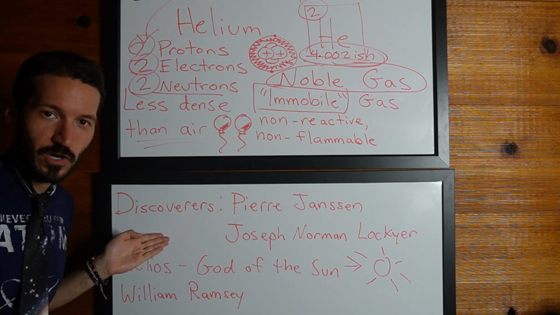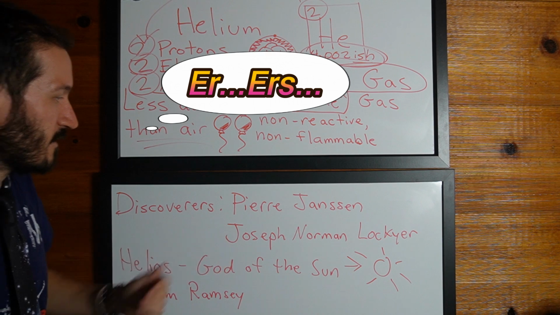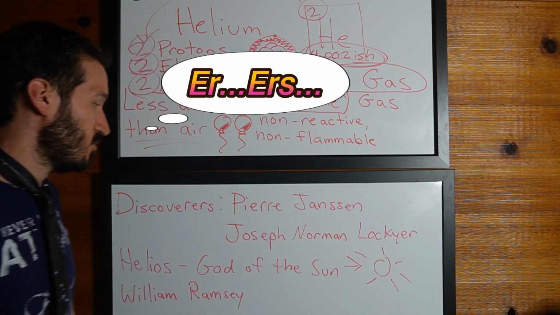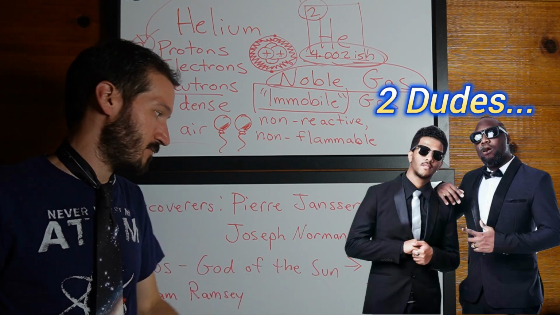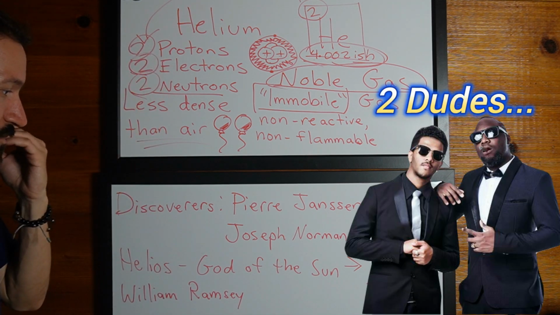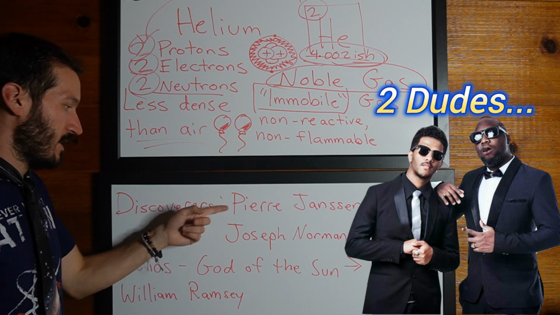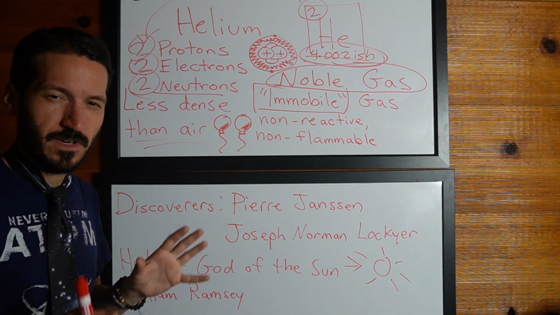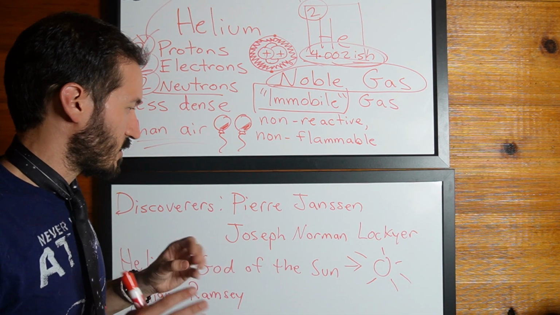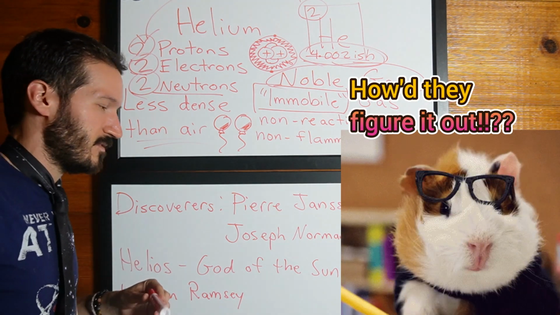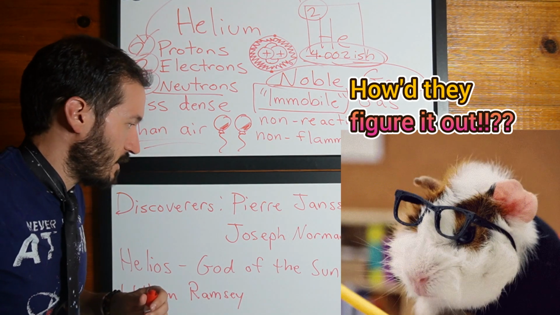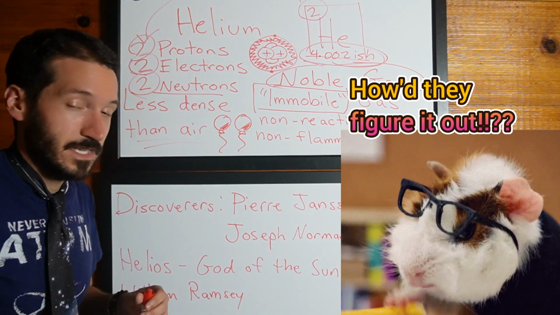The discoverers of helium. So we have here Pierre Janssen, and this guy Joseph Norman Lockyer, also another dude. I believe Lockyer here was an astronomer, but they kind of co-discovered the element of helium, but they didn't know precisely what it was. They found this thing, I believe it was in the 1860s, in the late 19th century.